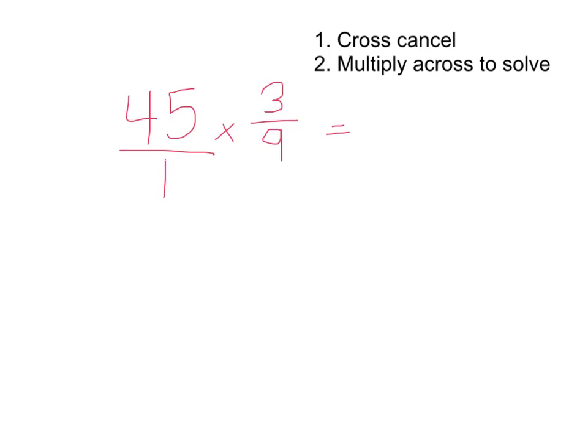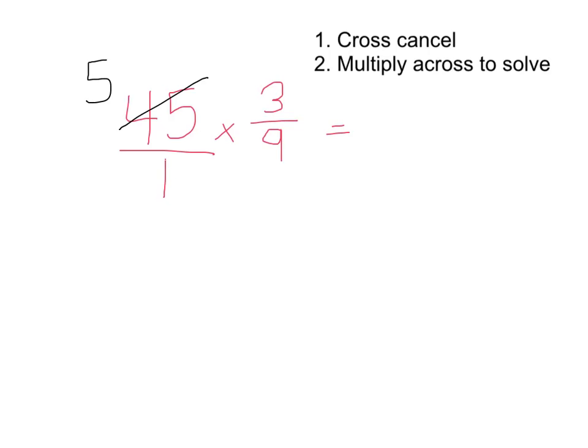And this is where cross-canceling comes in handy, because we're working with some pretty large numbers. I don't want to go ahead and multiply 45 times 3. Let's make it easy on ourselves. Instead, we're going to cross-cancel. So I'm going to look at the 45 of my numerator and the 9 in the denominator, and figure out what is the number that goes into both 45 and 9. Knowing my fact families, I know that 9 goes into 45. So I'm going to cancel out this 45 and say 45 divided by 9 is 5.